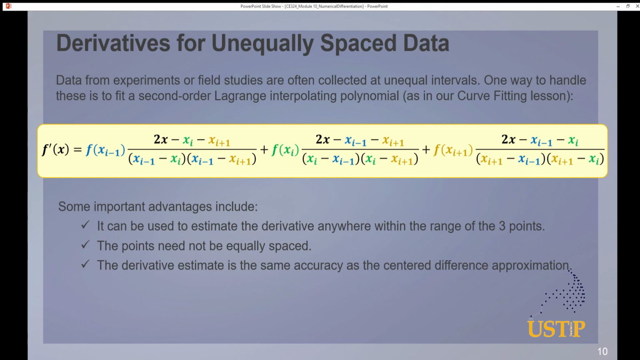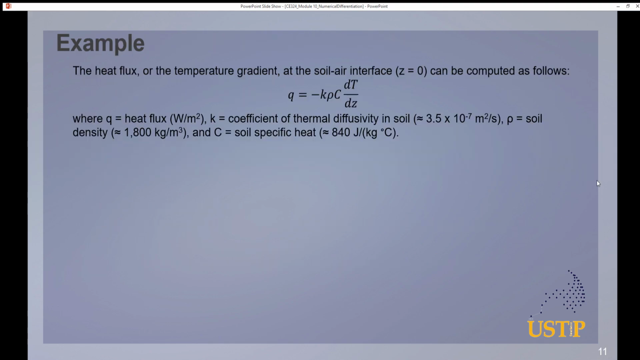The derivative estimate has the same accuracy as the central difference approximation. Its derivation also involves central difference approximation, so they are closely related. Let's move on to a sample problem.